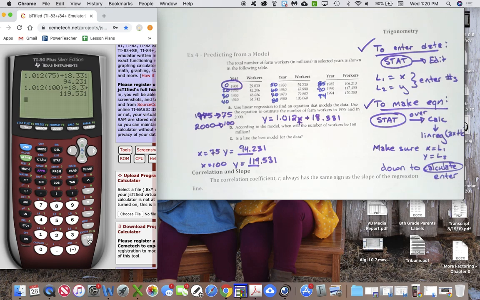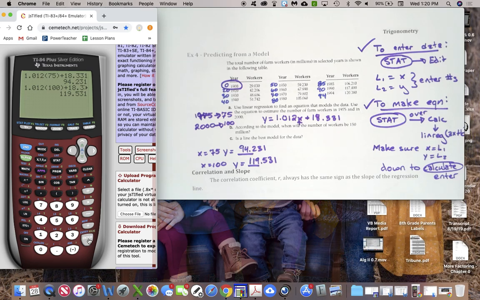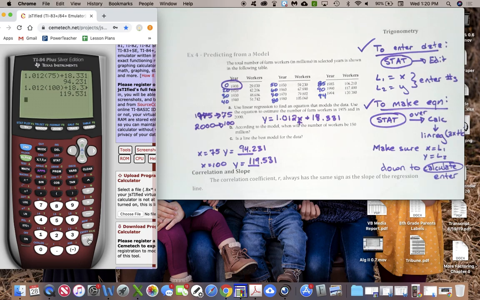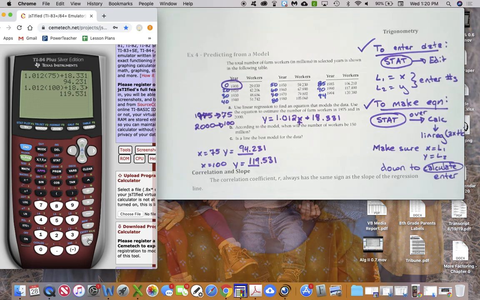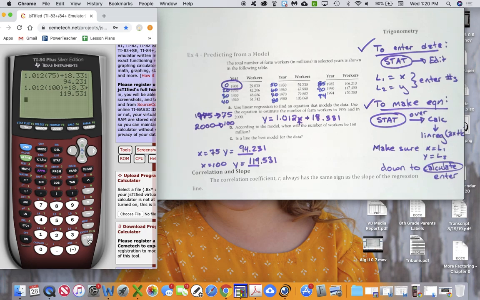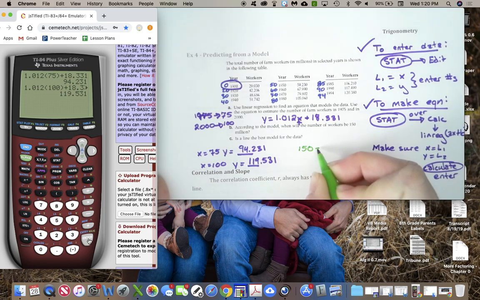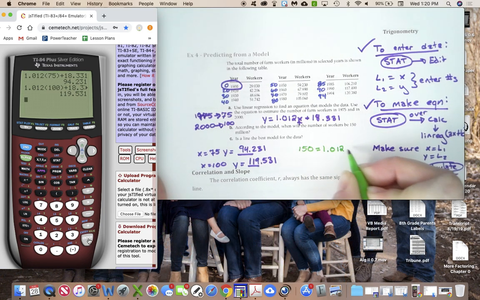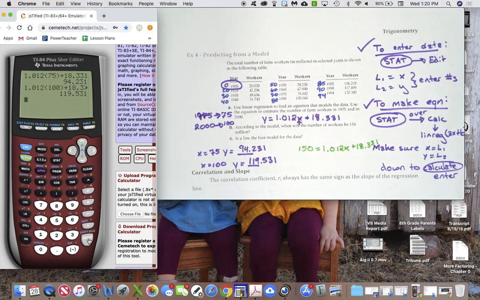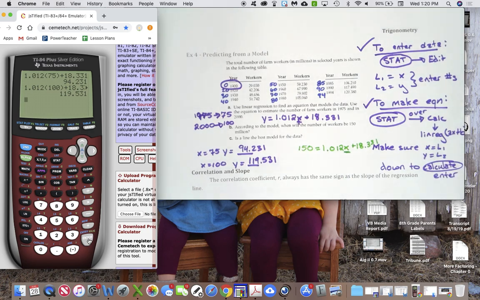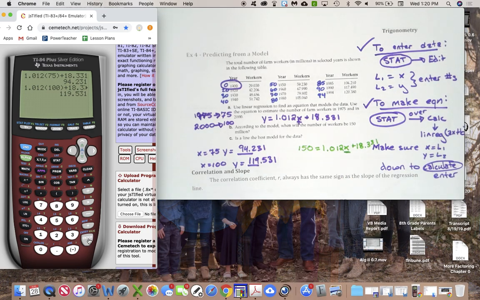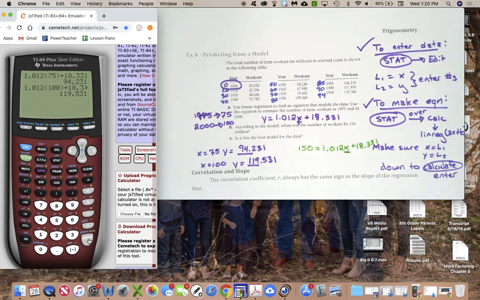In part B, according to the model, when will the number of workers be 150 million? In that case, 150 million is not going to go in for X. It's going to go in for Y. I want to put 150 in for Y. 18.331. What we're trying to solve for is the years, which is labeled as X. So we're going to unwind this equation, putting 150 in for Y, because that's the output value, and we need to solve for X.